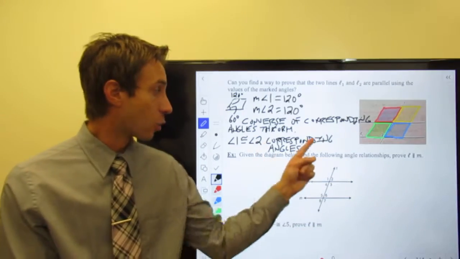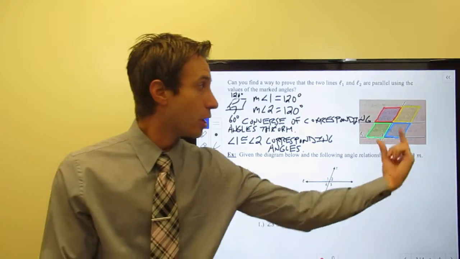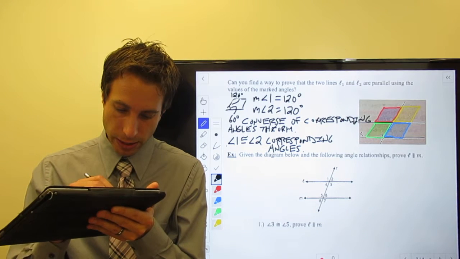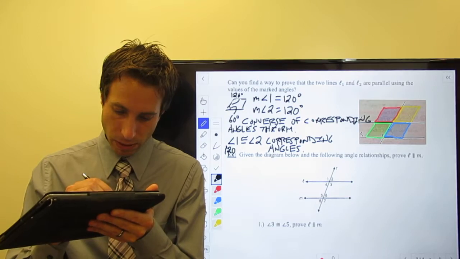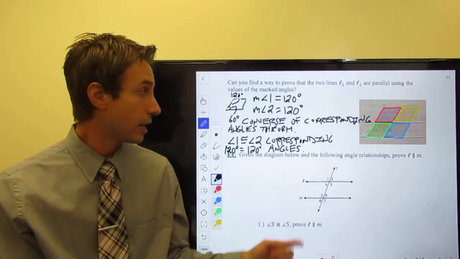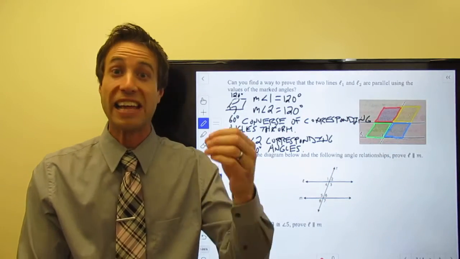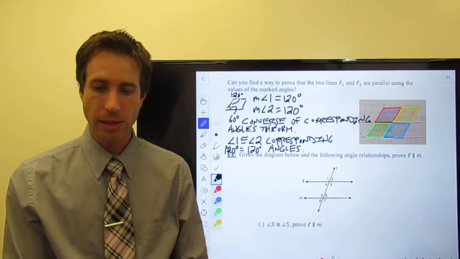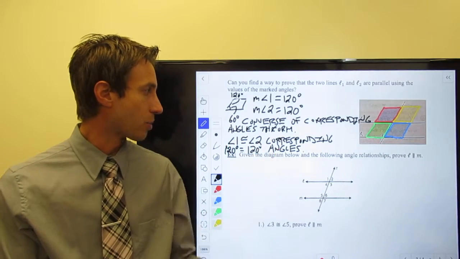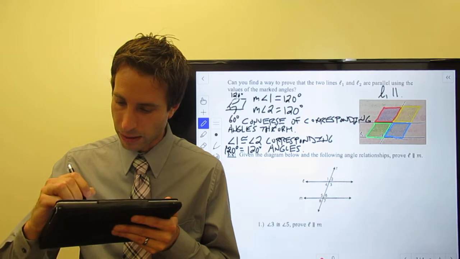Here's what I've just done. I have just shown that the corresponding angles are congruent. They're both equal to 120 degrees. 120 equals 120. So I've shown you corresponding angles are congruent, and if I can show that, then the lines must be parallel. So angle 1 is congruent to angle 2. They're corresponding angles. So that means that L1 is parallel to L2.